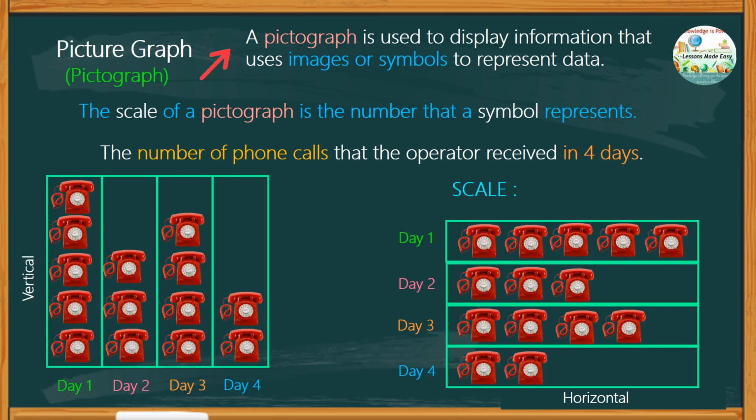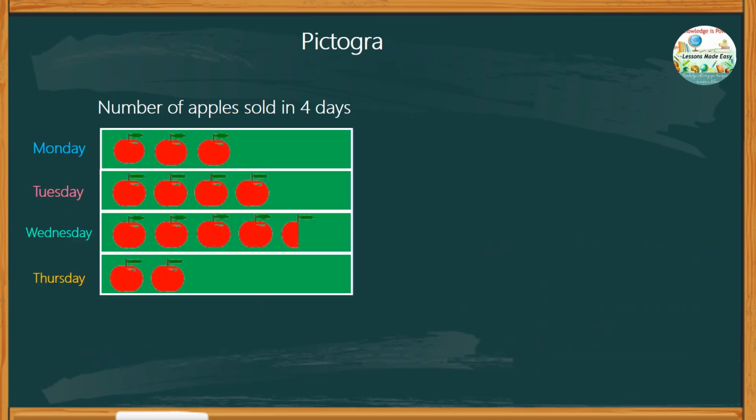In this graph, one picture is equal to 100 phone calls. It means on day 1, there were 500 calls made. On day 2, 300. And 400 phone calls were made on day 3, while 200 phone calls on day 4. Looking at this information, we can conclude that day 1 has the most number of phone calls received, while day 4 has the least. Study the pictograph below and answer the guide questions.